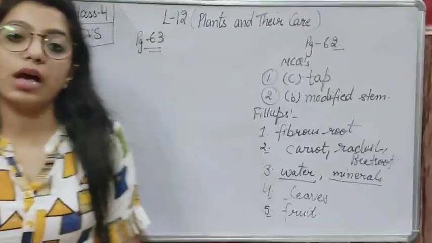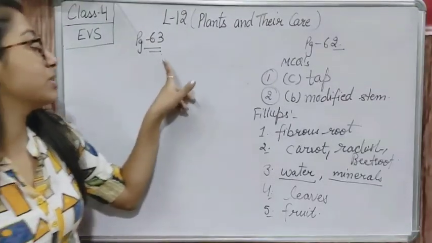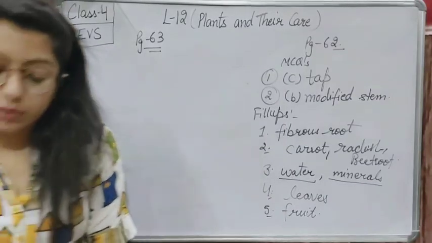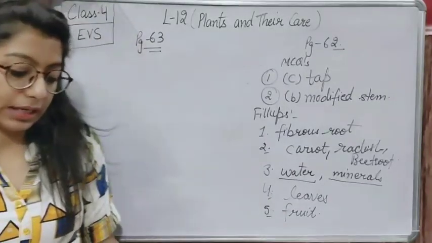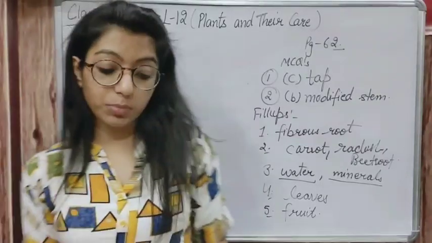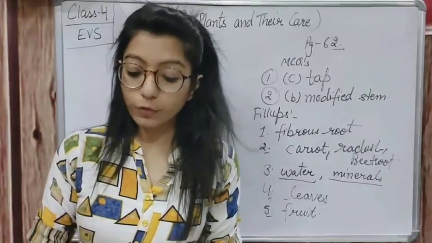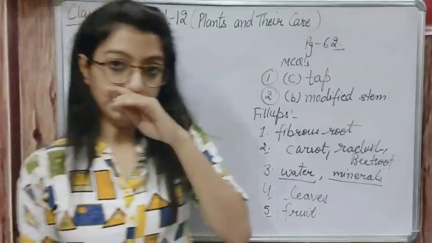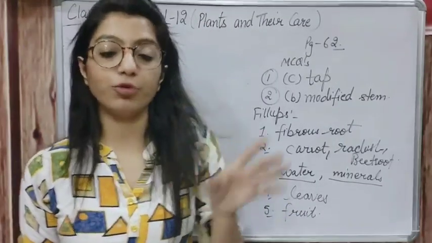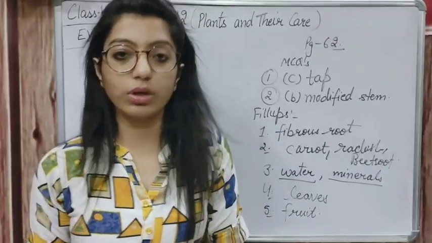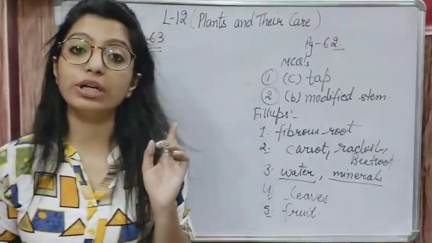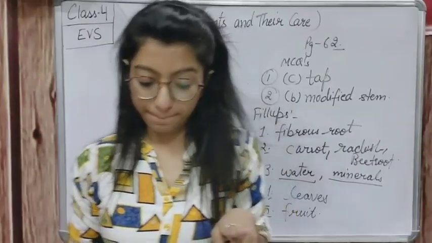So students, now on page number 63, first question is given, like C part is given: write the name of the trees shown in the following pictures. See, kuch pictures dikhai gayi hai of trees, you have to tell the names of those trees, okay? Aap in trees ka name likhenge and this you will do by yourself.